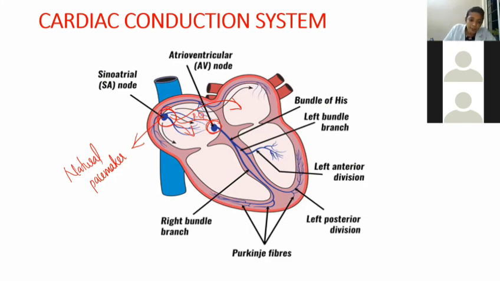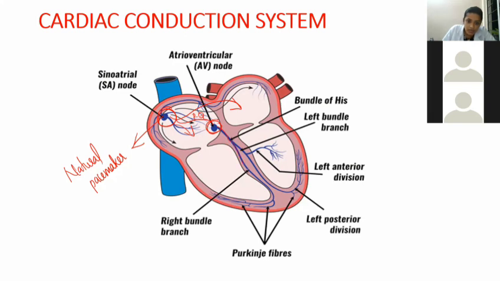Then the impulse reaches the atrioventricular node, which is located on the other side of the atria near the atrioventricular valve. You can see it in the image. This atrioventricular node acts as an electrical gateway, because it allows the electrical impulses to travel to the ventricles. It ensures that all the blood is ejected out from the atria before the ventricles contract. From the atrioventricular node, the impulse then travels downwards towards the bundle of His.